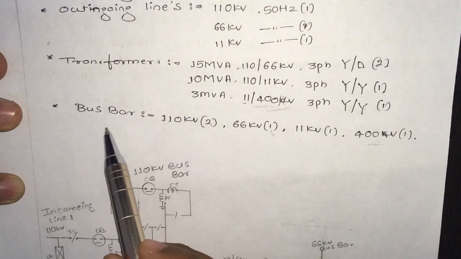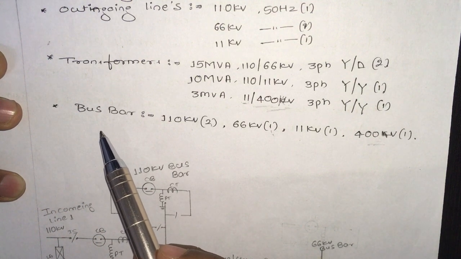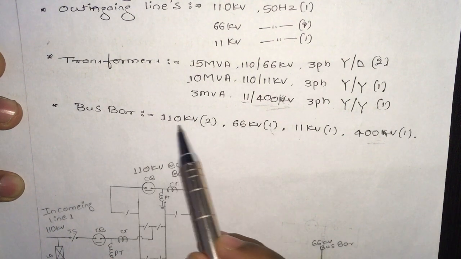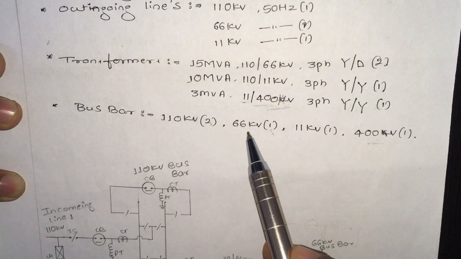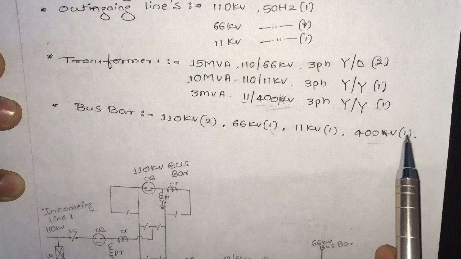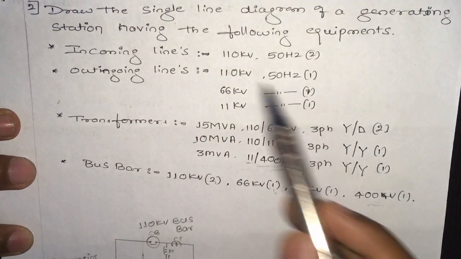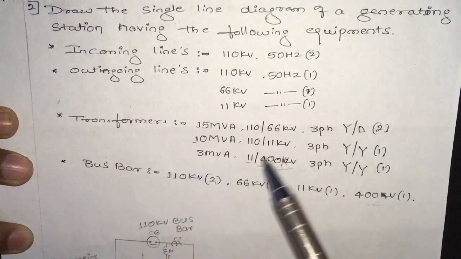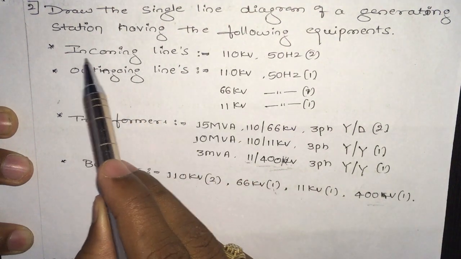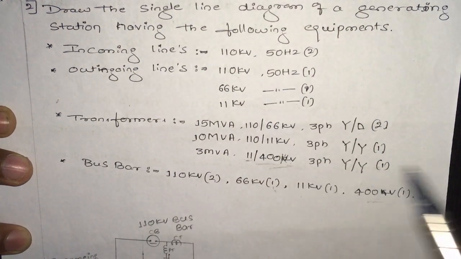These are the rare cases where they mention the bus bar. Sometimes they don't mention the bus bar and you need to design it. Bus bar is 110 kV, 2 bus bars; 66 kV, 1; 11 kV, 1; 400 volt, 1. These are all the conditions. Now we are going to draw the line diagram for these inputs. First is the incoming line with 110 kV, two incoming lines.